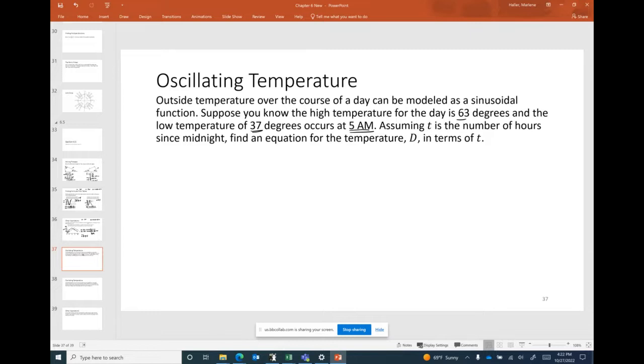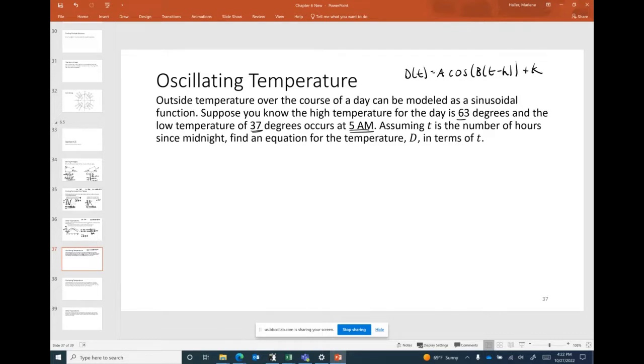What's our standard form going to be? We don't know yet if it's a sine or a cosine, but let's just write it there so we have this to keep in mind. A times, I don't know, I'll write cosine, but it might be a sine, of B times (t minus h) plus k.